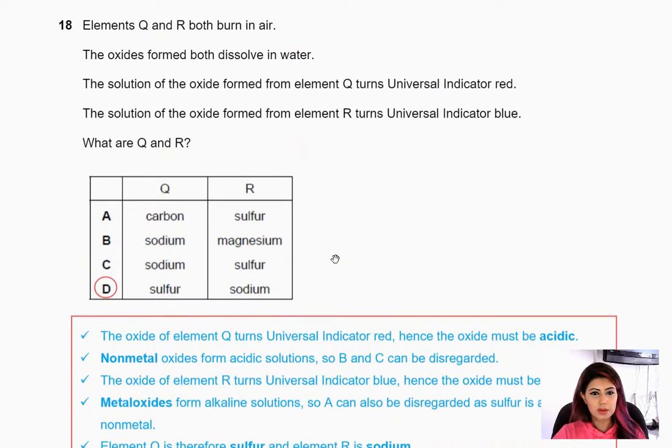Elements Q and R both burn in air. The oxides formed both dissolve in water. The solution of oxide formed from Q turns, so that should be acid. Q should be an acidic oxide, so it should be a non-metal. And from all of these, we can have A and D as an answer. And then if we look at R, it turns the indicator blue, which means an alkaline solution is formed. Alkaline solution formed from basic oxide are metals. So it can't be sulfur, it has to be then sodium. So answer is D.